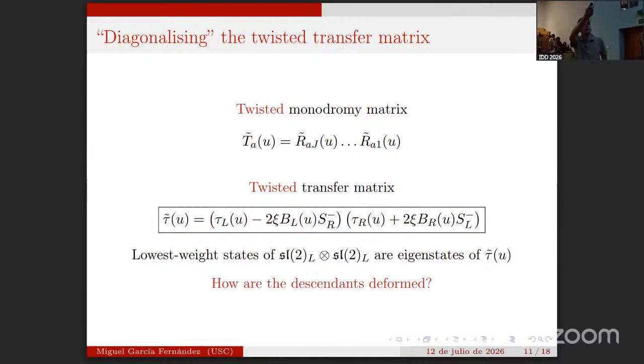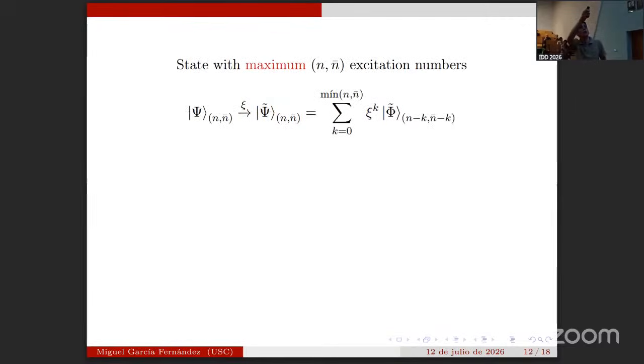To compute the deformation of the descendants, we do the following. We know now that the particle number is not a symmetry of our model, so we cannot diagonalize this twisted transfer matrix by states with a fixed number of excitations. But because the twist only annihilates excitations and does not create them, we can still try to diagonalize in a subspace of our Hilbert space with a fixed maximum number of excitations. So instead of considering a state with a fixed number of excitations, we consider some linear superposition of states ranging from some state with fixed maximum numbers of excitations to another state where one of the left, right particle numbers is lowered.